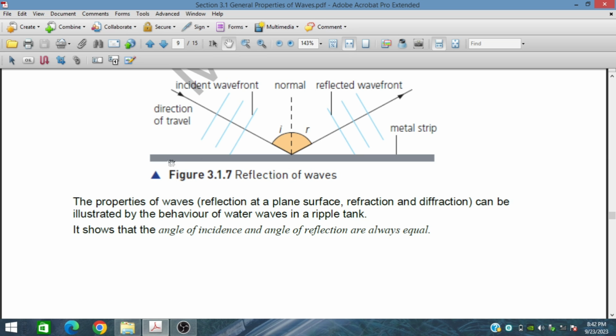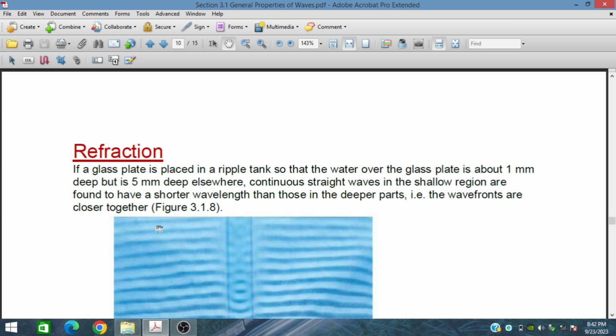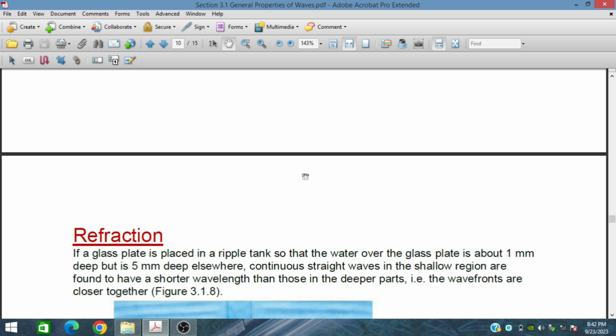This is the surface, and a perpendicular line is this. The incident wave acts here on this normal, and it is reflected like this. These are the wavefronts, where these are the crest points or trough points or any other points, but they are imaginary points of the wave all having the same phase. This is called reflection of waves.